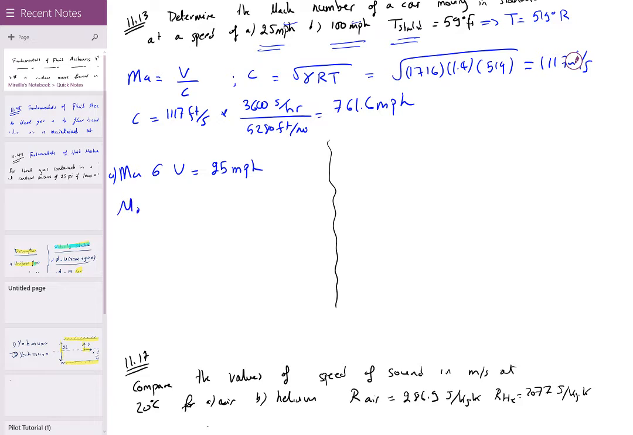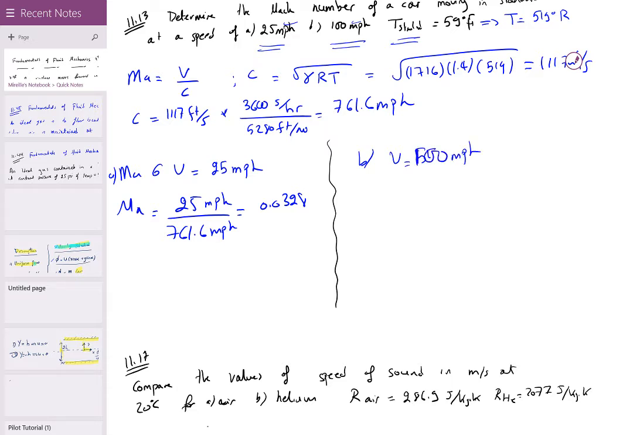Now, the Mach number for V equals 25 miles per hour, that's case A, is 25 miles per hour over 761.6 miles per hour. That's 0.0328. And part B, I have V is 100 miles per hour. Therefore, my Mach number is 100 miles per hour over 761.6 miles per hour, 0.131, a dimensionless Mach number.